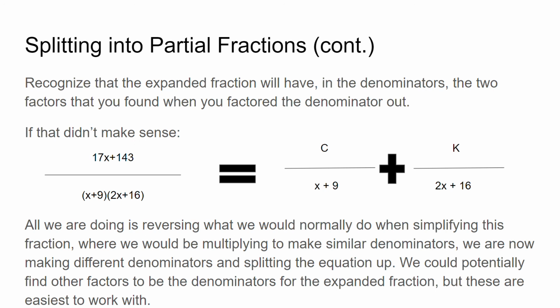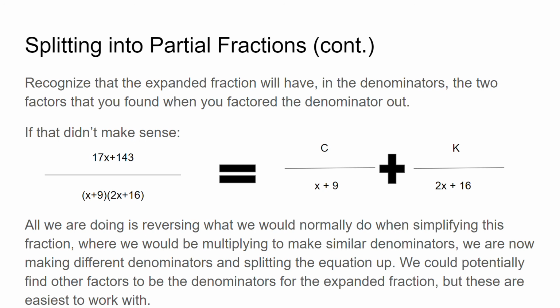17x plus 143 over (x plus 9) times (2x plus 16) is equal to C over x plus 9. By the way, C doesn't correspond to the previous C that I mentioned earlier. It's a different value this time, and same thing with K. And K over 2x plus 16, so those are going to be equal to each other, and now we need to find C and K. So that's what we're going to do next.